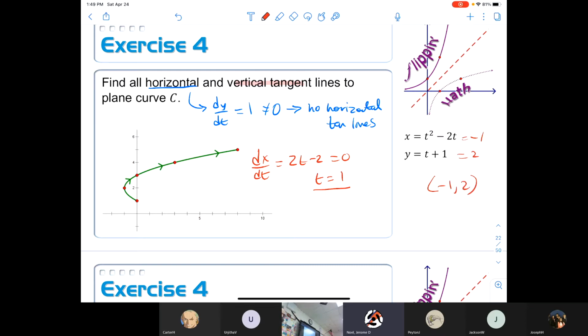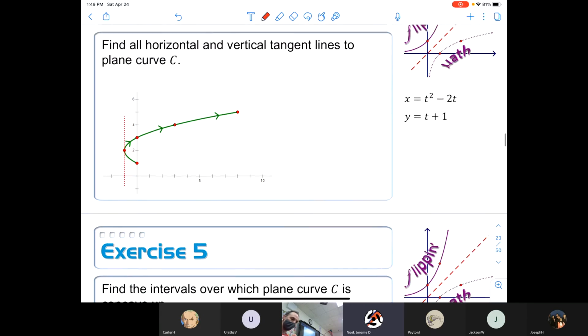So do I have a vertical tangent line at (-1, 2) on this graph? It'd be right here, right? (-1, 2). Does that look like this would be a vertical tangent line? Looks like it to me. Okay.